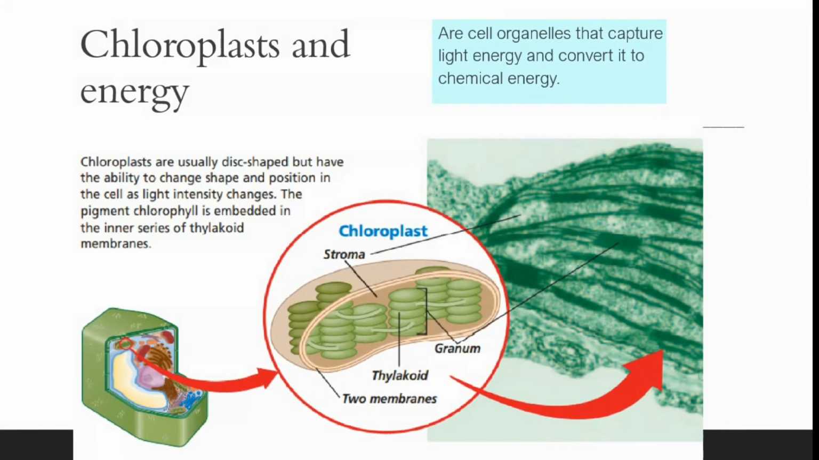Chloroplasts and energy. Chloroplasts are cell organelles that capture light energy and convert it to chemical energy. Chloroplasts contain the green pigment chlorophyll. Chlorophyll traps light energy and gives leaves and stems their green color.